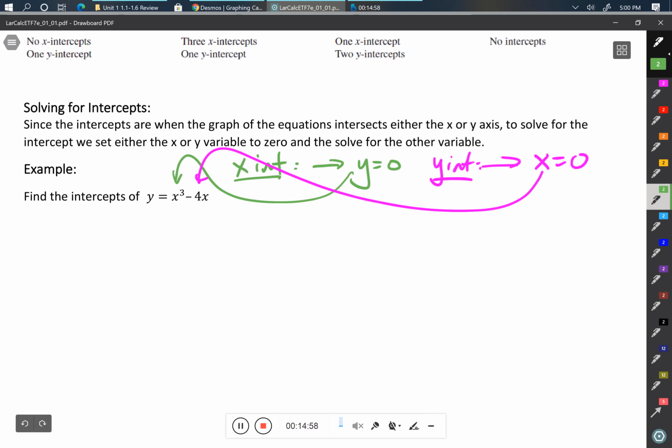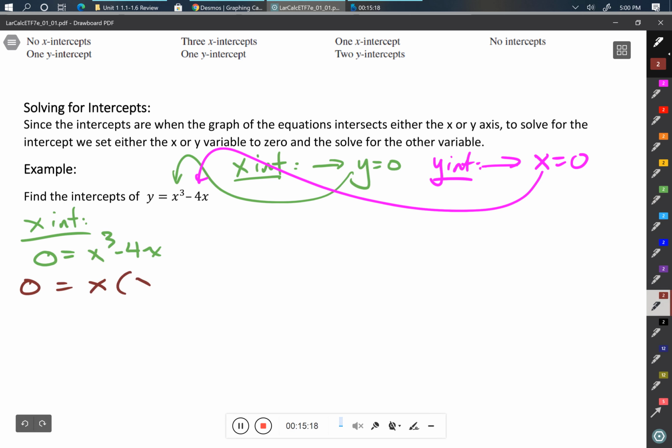I will find the x-intercepts first. Not because it's the right thing to do, but because since we're doing both, I'll just do it first. For x-intercepts, y equals 0. That gives me the equation 0 is equal to x cubed minus 4x. Because I'm good at algebra, I know to look at that and say factor it. So I have x times x squared minus 4. Clearly that's the difference of squares, so I will factor further. I have x times x plus 2 times x minus 2, and this is all equal to 0.